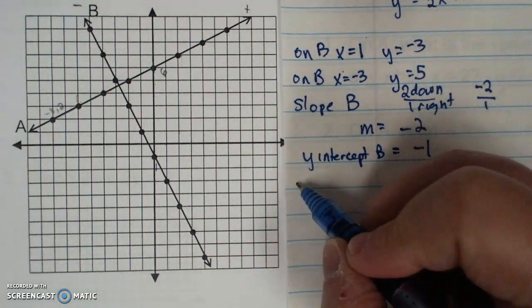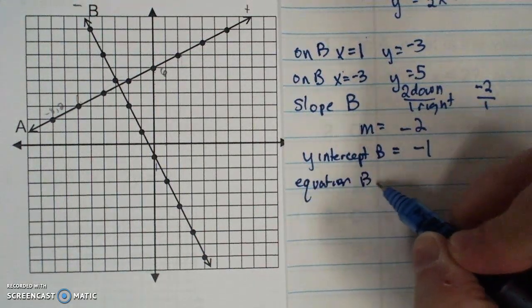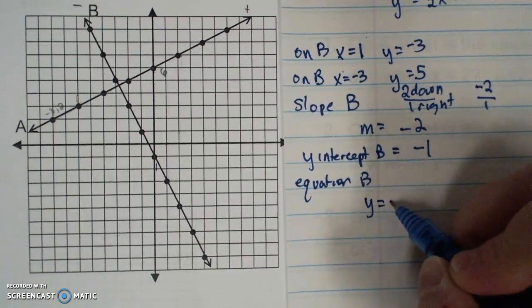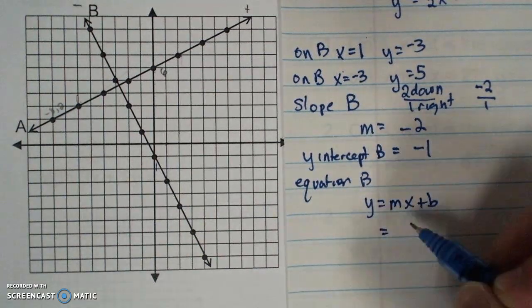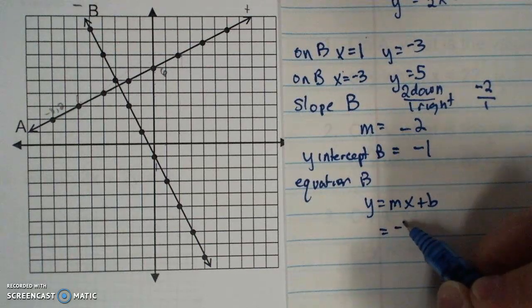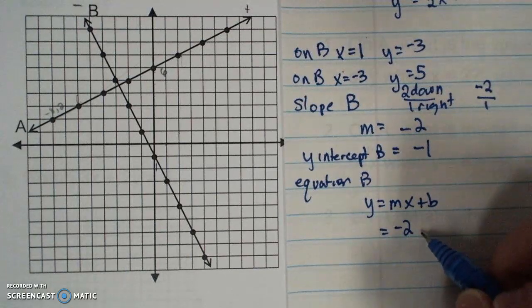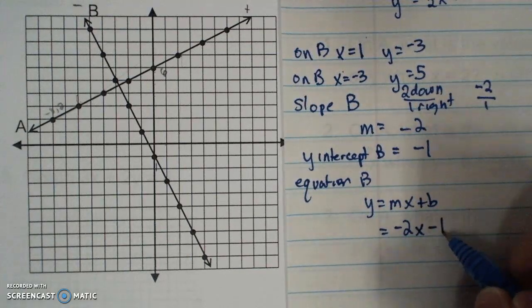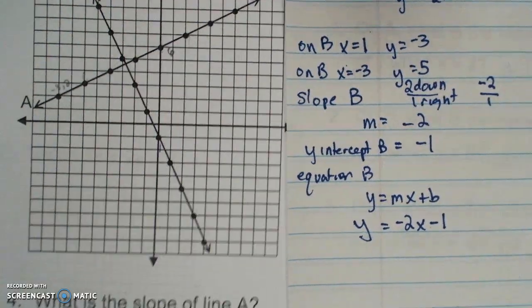And then it says equation of B. So y equals mx plus b, where my slope is -2. I'd found my slope up here. And my intercept is -1, so that is my equation for the line B.